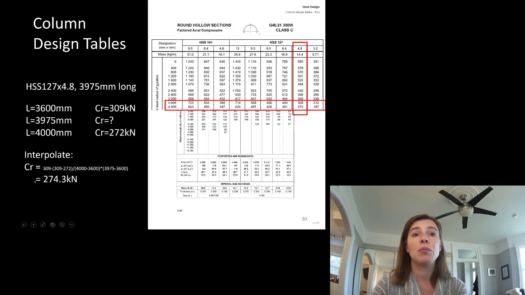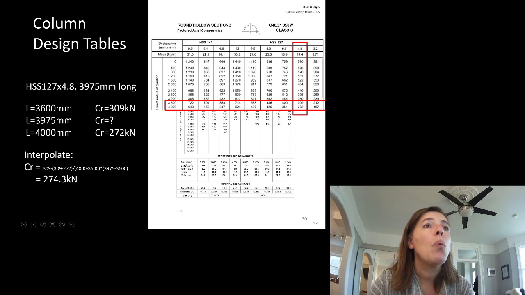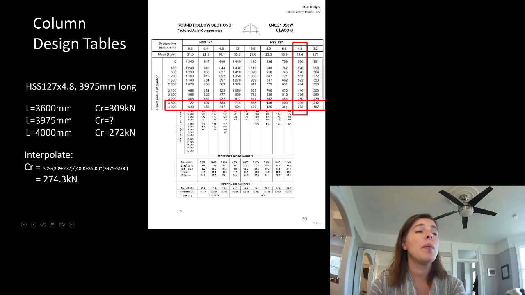We could make our column shorter. We could make it 3.6 meters tall, but that doesn't help us if our floor-to-floor height is 3.975 meters tall. What we might need to do is find a bigger column. Maybe we could look at the one beside it. We'd have to check, but it looks like the 127 by 6.4, so a thicker wall thickness, would be somewhere between 400 and 351. Well, even if it was 4 meters tall, all of a sudden it would work if the factored load is 300 kilonewtons. So we know that we can look up what these compressive resistances are for things.